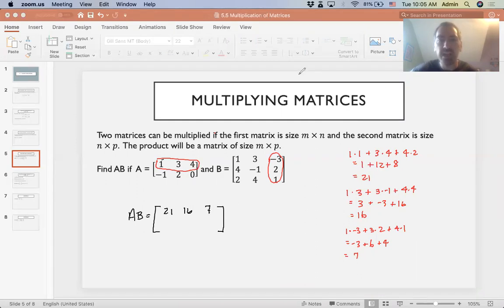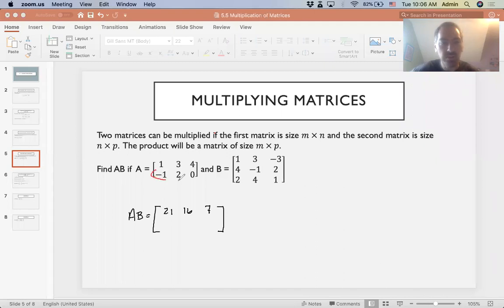Okay, and so since we've multiplied the first row of matrix A times all of the columns in matrix B, now we'll move to the second row of matrix A and multiply that second row times all the columns in matrix B. So here's our second row, and we'll multiply by the first column. That is -1 times 1 plus 2 times 4 plus 0 times 2, which is -1 plus 8 plus 0, which is 7.